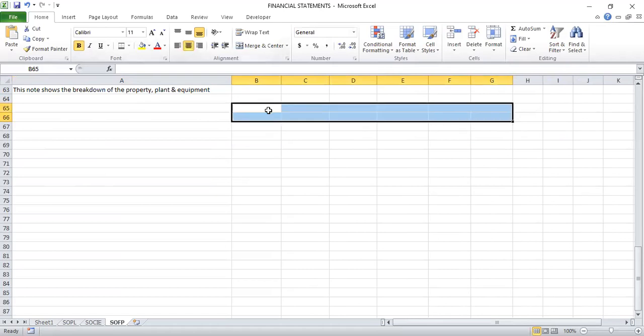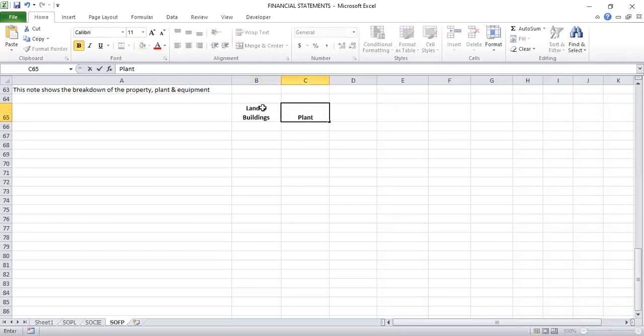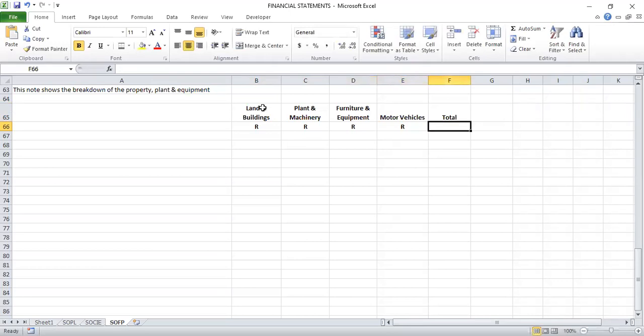Right, we can have here land and buildings, plants and machinery, furniture and equipment, motor vehicles, then total. Total is simply the addition of all the columns.